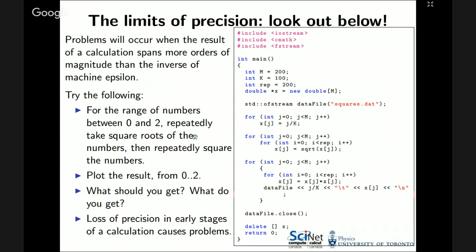Okay. And then I want to recover those values. So I square them 200 times again. And then I save them into a file. So the file is an ASCII text file. We shouldn't do that, but we don't know yet how to do it in binary. We're going to see that. But I'm basically saving those values in a file. Okay. I'm deleting my array that I allocated at the beginning, return 0, and so on.